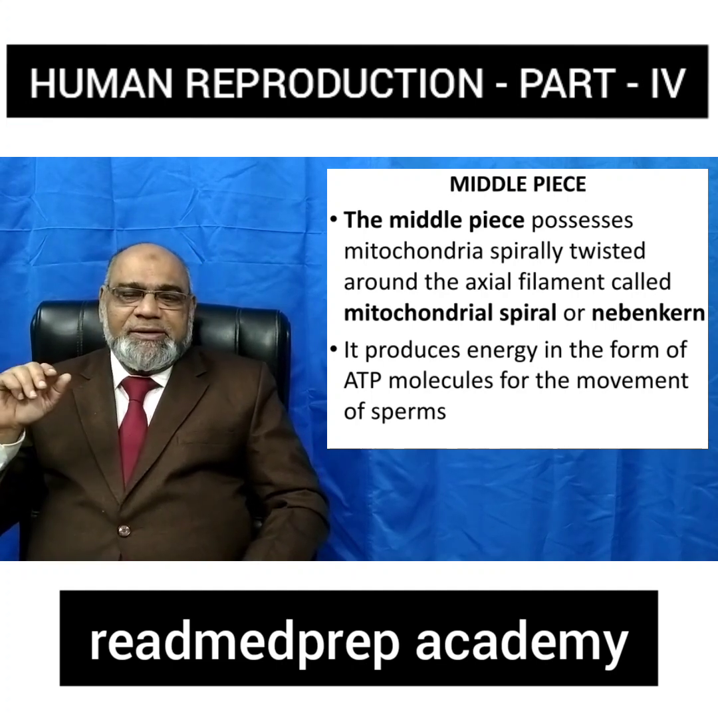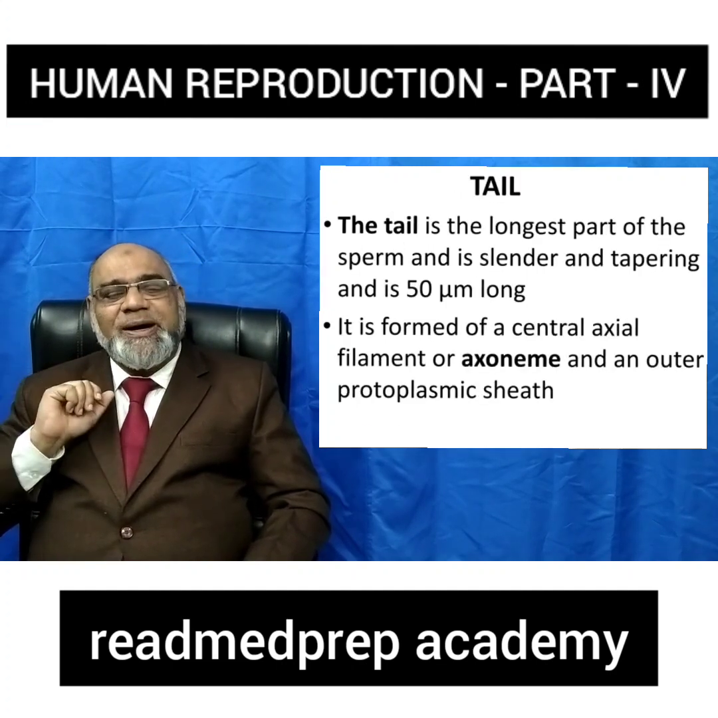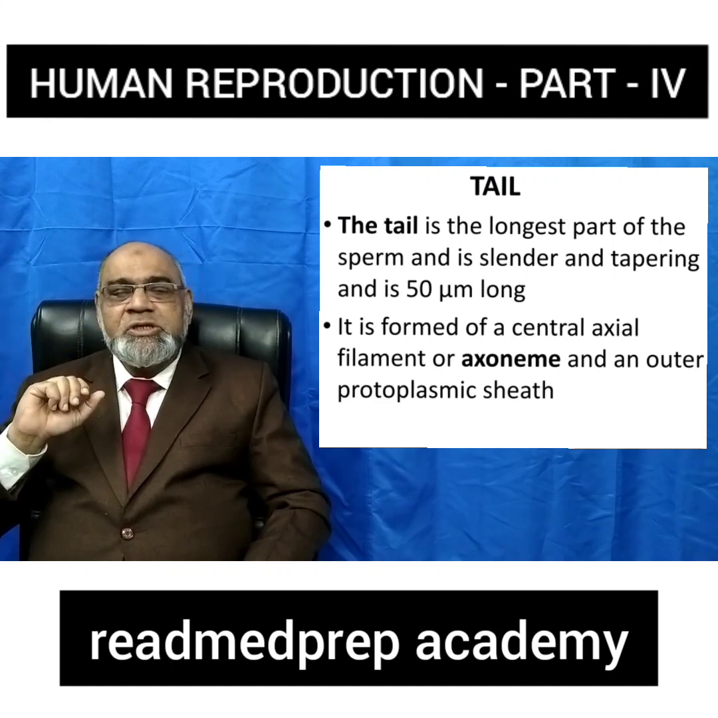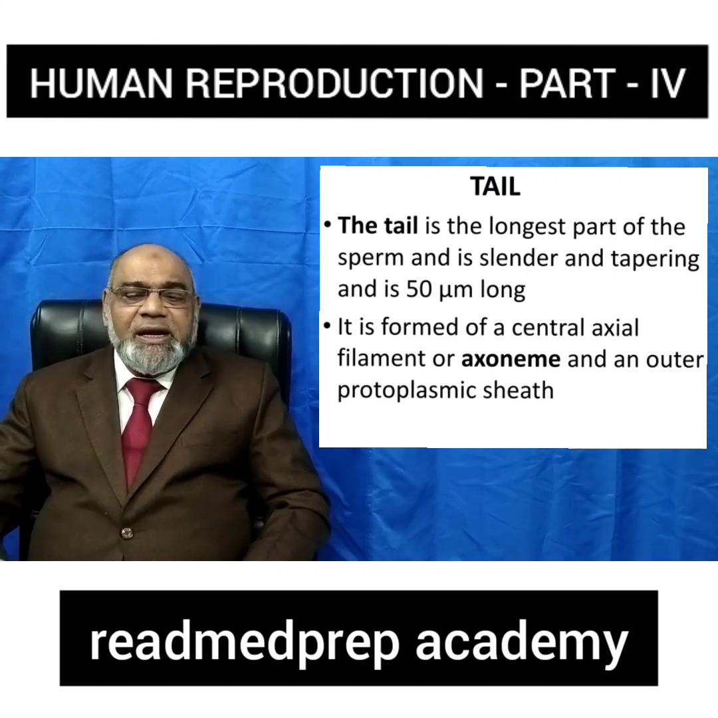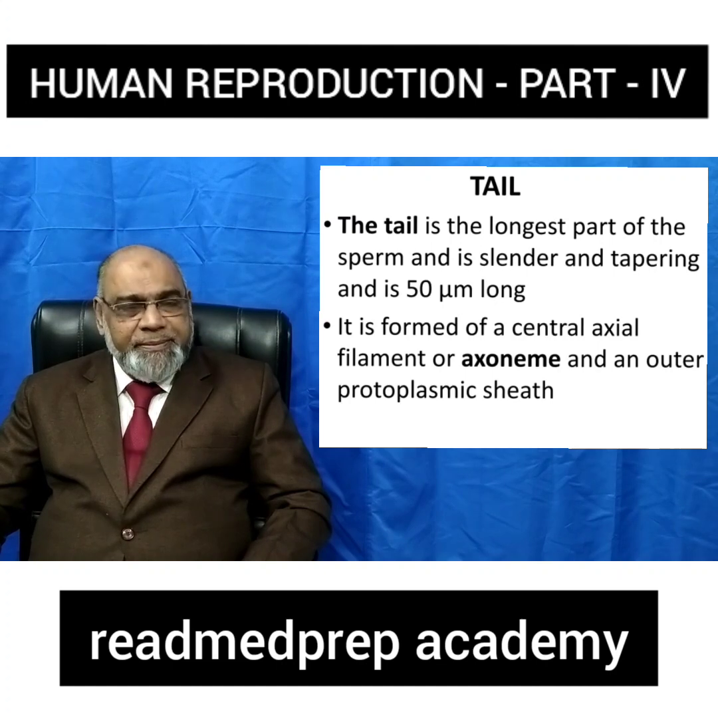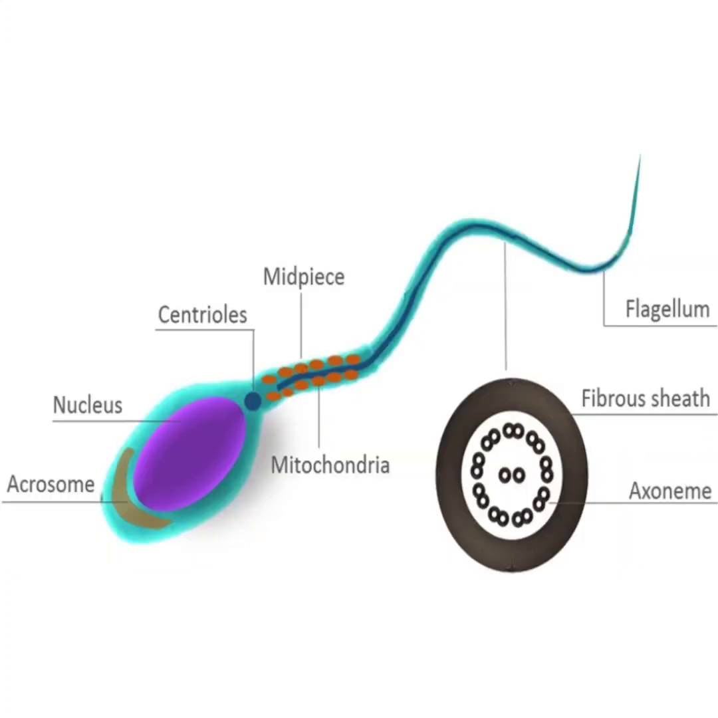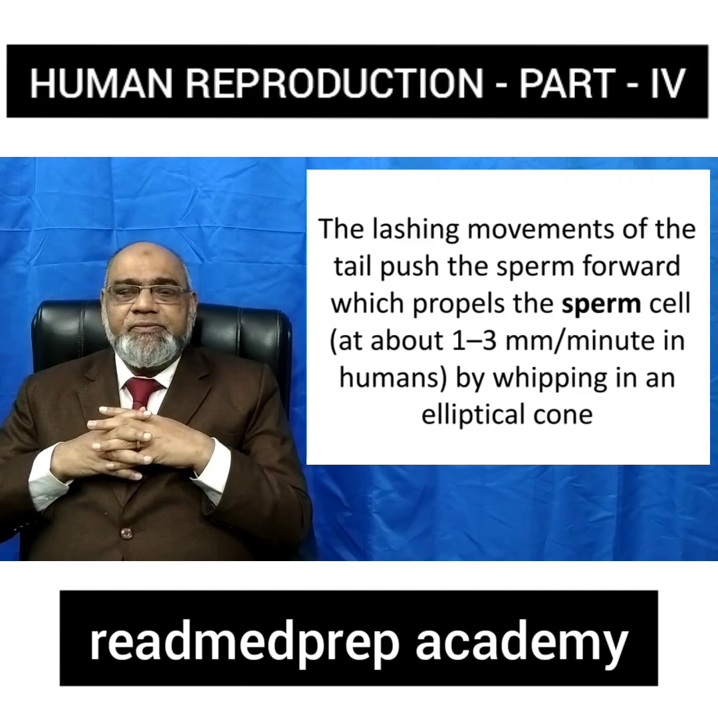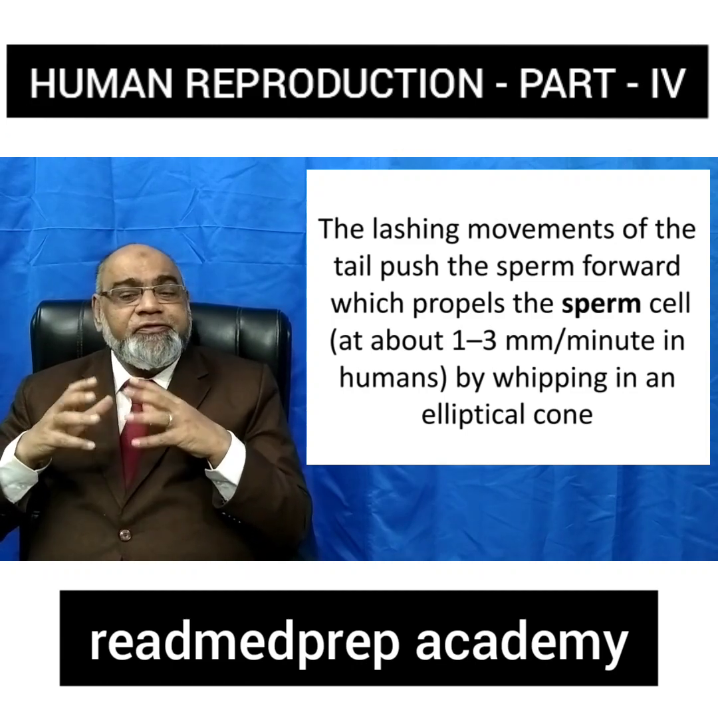Now the tail. Tail is the longest part of the sperm. It is long and slender, and it is around 50 micrometer long. What does it have? It has a central axial filament or the axoneme and an outer protoplasmic sheath. You can see the cut section of the sperm tail where you have an outer fibrous sheath and a central axoneme. How does the sperm move? By the lashing movements of the tail. This helps the sperm to move forward.